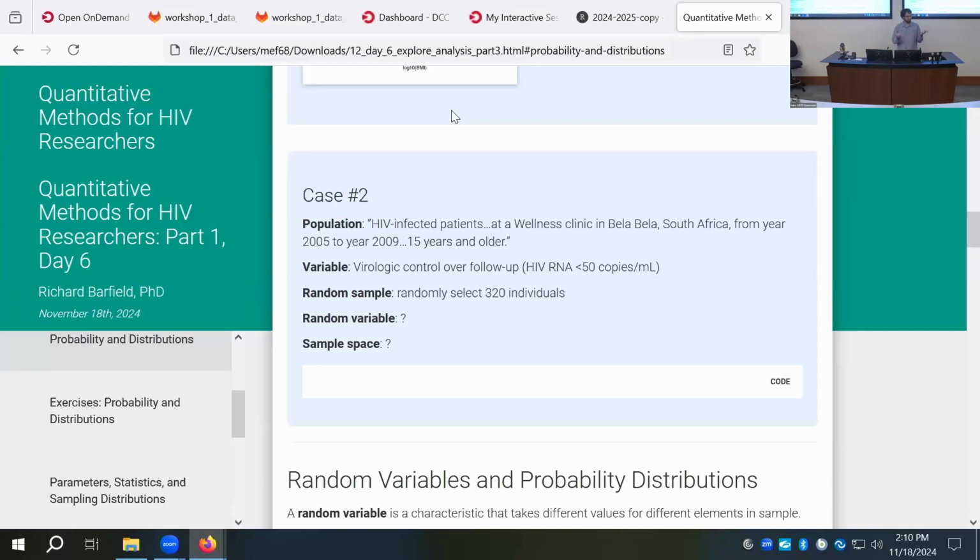Well, we're talking about control. Control here is just, is it less than 50 the entire time? So it's basically yes or no. Did they control it the entire time or did they not? Yes, but the viral load technically could be 0 to infinity. So this is maybe what we're interested in studying.